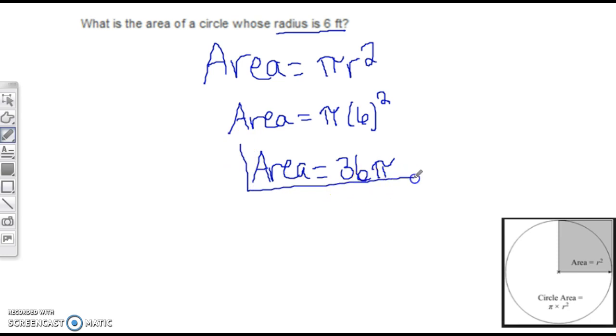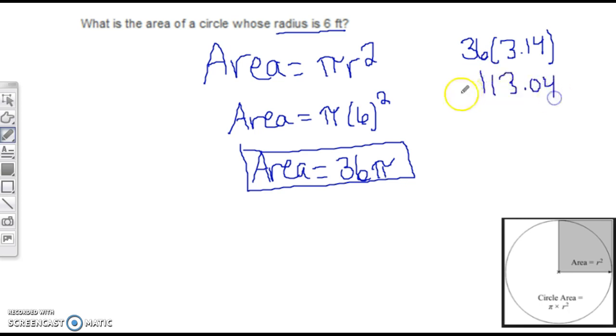If yours does say approximate using 3.14, then you would simply plug in 3.14 for pi. Let's see what that would equal. And that is 113.04. So it just depends on how the question asks. If it asks you to use 3.14, then by all means plug in 3.14. If it doesn't ask you to do that, then you're going to leave it as the pi symbol, because this is actually a more accurate answer. This is an approximate answer.